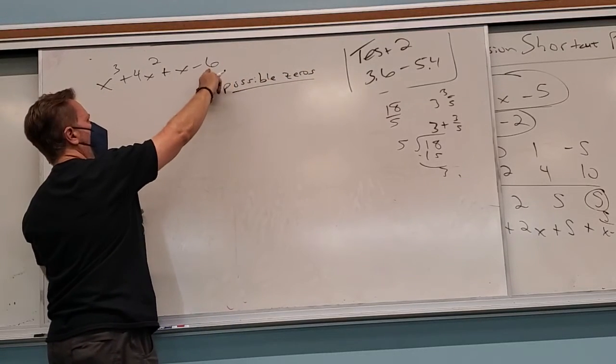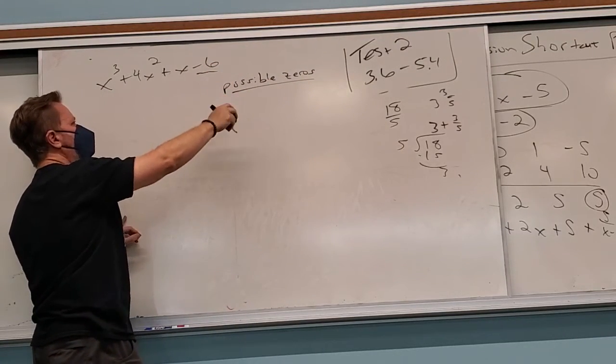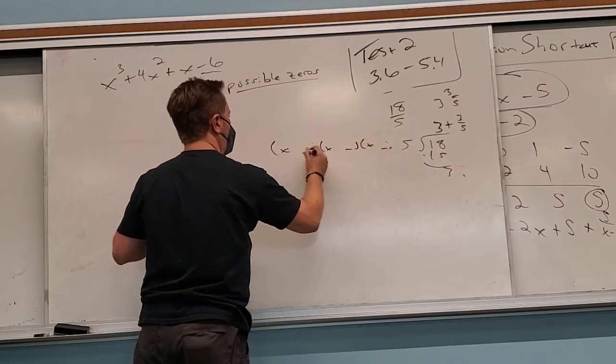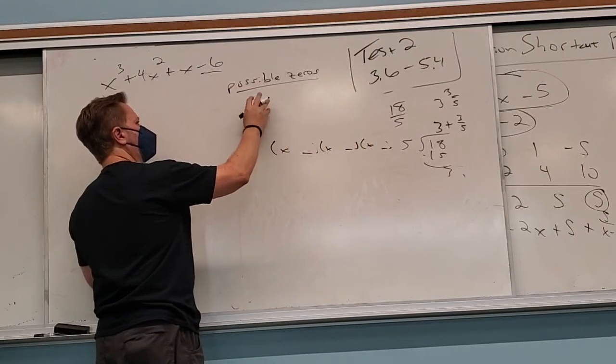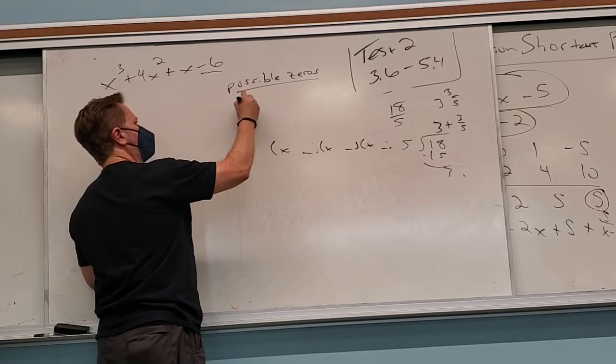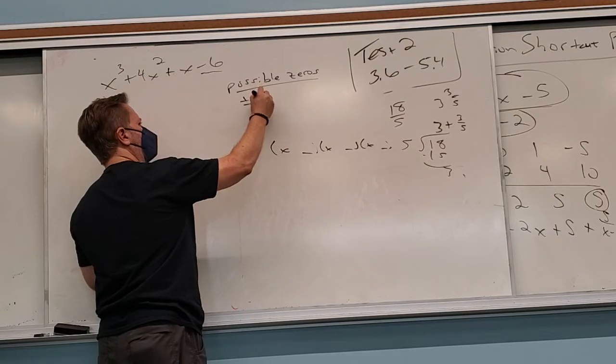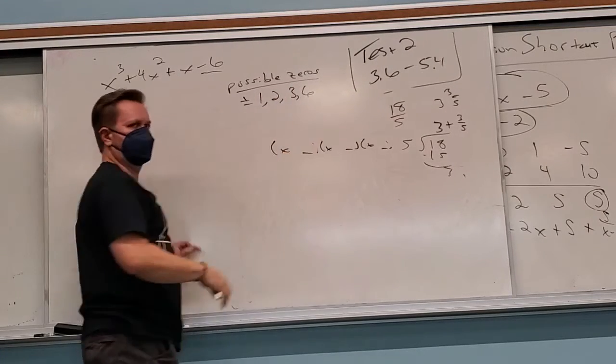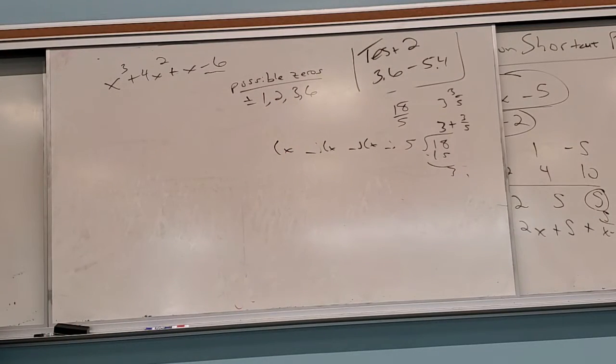I didn't call it that, but remember, what could be the things that would go in here? Remember, we made that list earlier. Plus or minus 1, 2, 3, 6. Okay. How many numbers is that? 4 or 8. 8. So I'd have to test possibly 5 of them before I finally get one that works.